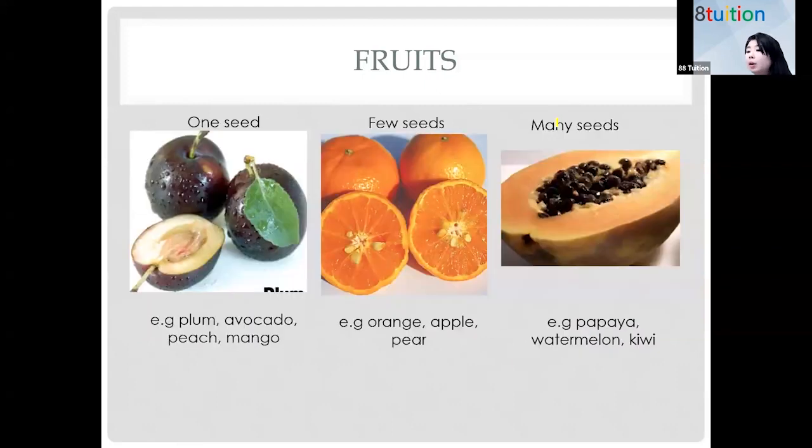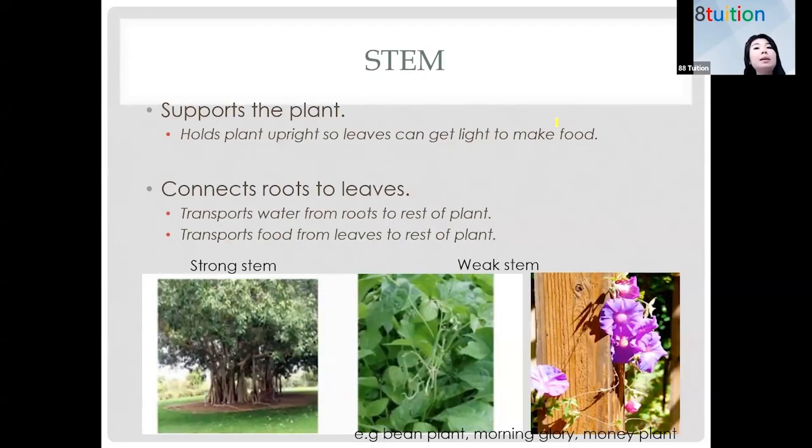The next one we're going to look at, sorry, this is a repeat, is classifying plants according to their stem. So before we look at the different types of stem a plant can have, let's look at the function of the stem. Very important. Two functions that you need to know. It supports the plant. Why do I need to support the plant? The leaves of the plant, you will learn later. Okay, I'll just mention it now.